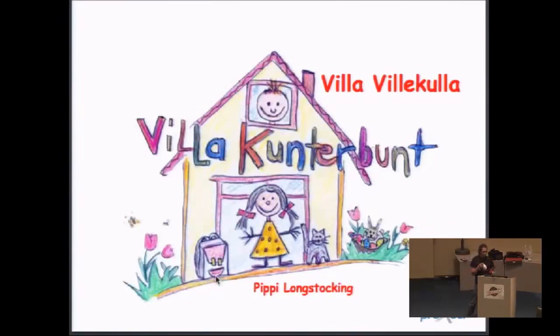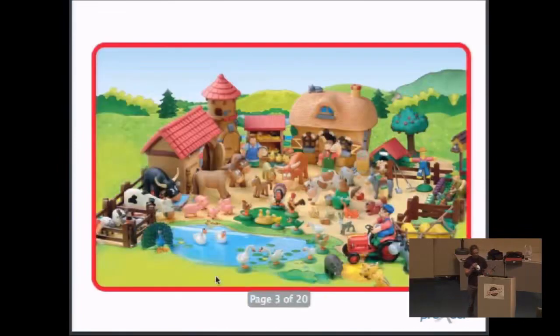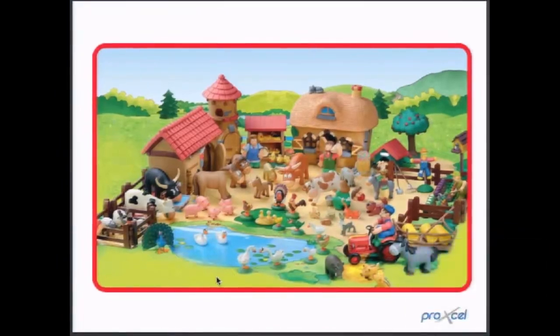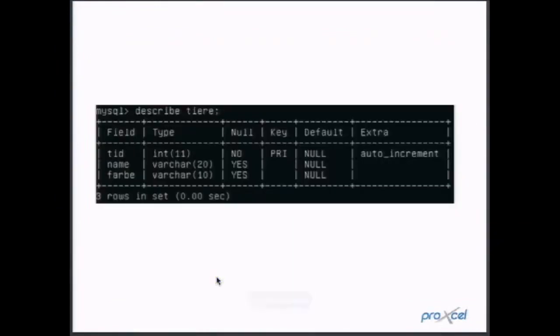As I said, we have a lot of animals in this house, and animals are very different kinds. So we have cows, we have horses, we have pigs. They have different colors, and we can create a table out of this. So we have a table called animals, we have an animal ID, a name and a color. I'm sorry that this is in German, but I was too lazy to translate everything into English.